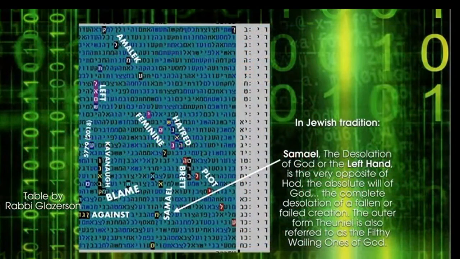This is another one. In Jewish tradition, the word Samael is the desolation of God, or the left hand. So this is kind of a problem that the left has, always going against things. In this table is the word Kavanaugh, and blame, hatred, and a feminine plot, which we pretty much discovered was the case. Most of the women that said that Kavanaugh abused them have recanted.